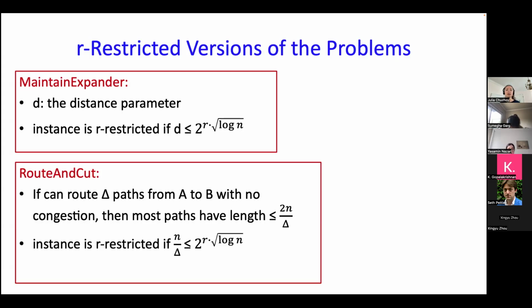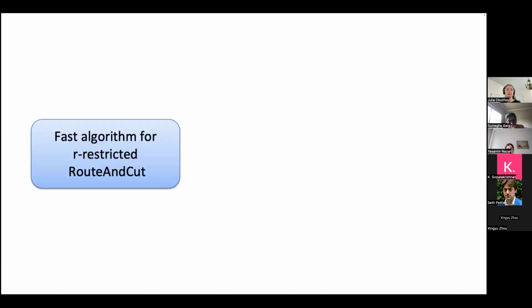B with no congestion, then it's easy to see that most paths cannot be too long. Most of them will have lengths roughly at most n over delta. So I can think of this n over delta as my distance parameter. And again, I can say instances are restricted if the distance parameter is at most 2 to the power of r squared log n. So we show again reductions in both directions, but they are now a little bit subtler.